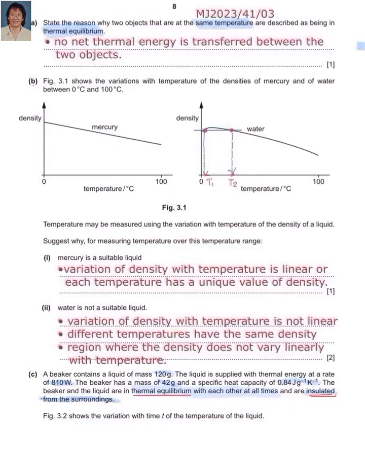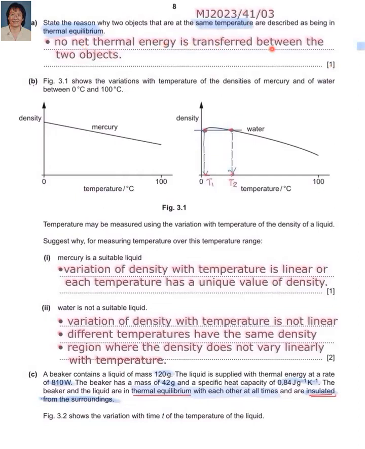thermal equilibrium. To do this question, you need to know, number one, the meaning of thermal equilibrium. And that, number two, heat energy always travels from a region of higher temperature to a region of lower temperature. Now, since the two objects are at the same temperature, the answer to get the 1 mark here will be there's no net thermal energy transferred between the two objects.